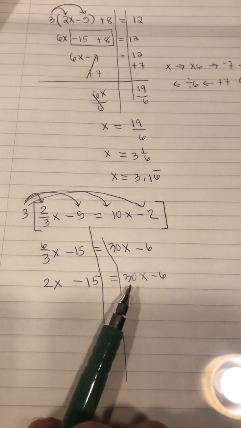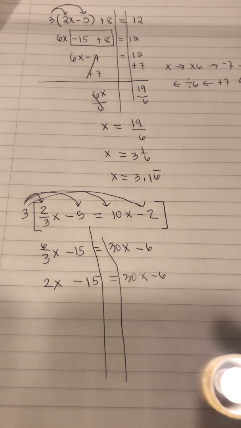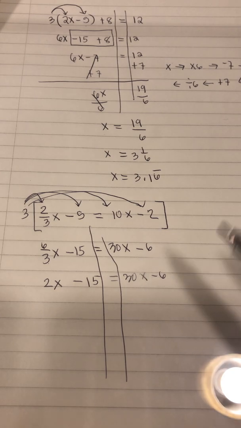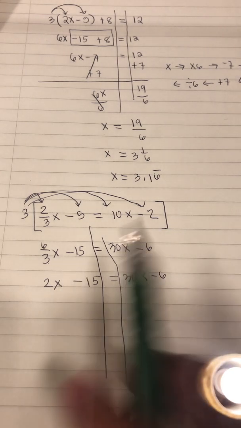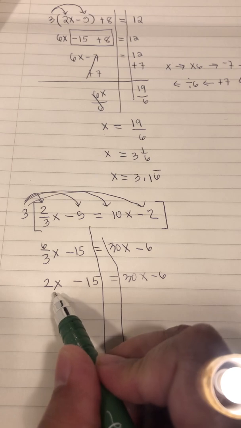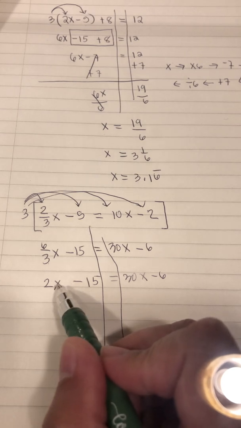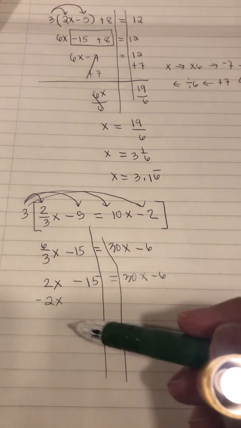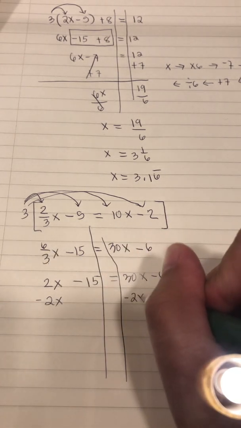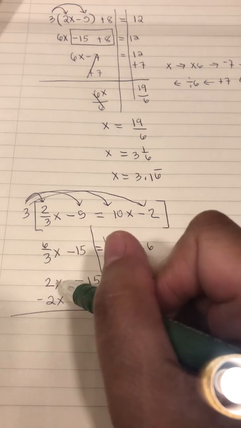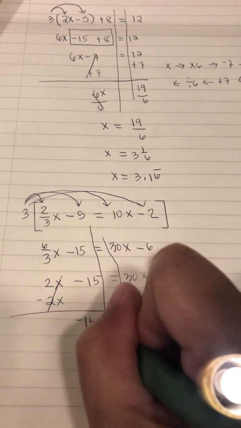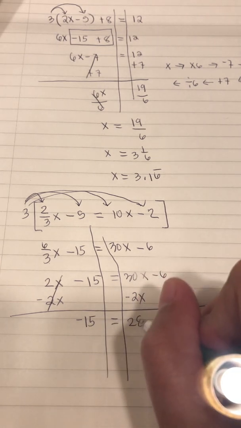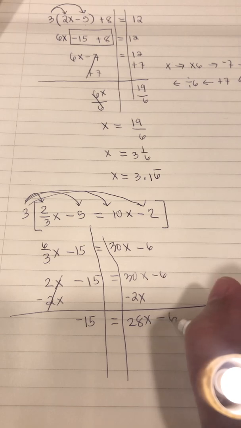What I like doing is to always get rid of what's on the right side of my equation. Or sometimes I feel like it's easier. Okay, in this case, let's just get rid of the lesser value. So I'm going to get rid of the 2x. In order for this to become 0, I just subtract 2x from there. Whatever I do on one side, I do on the other side as well. So now this is 0. So negative 15 is equal to 30x minus 2x, which is 28x, minus 6.